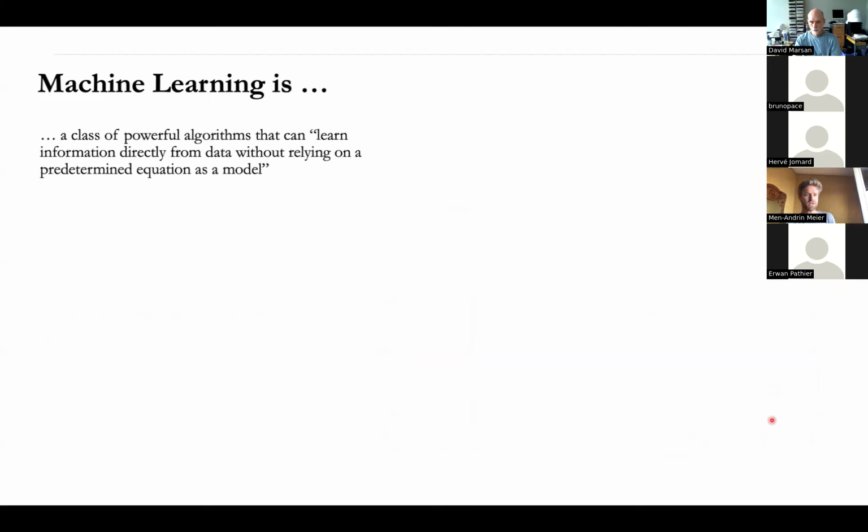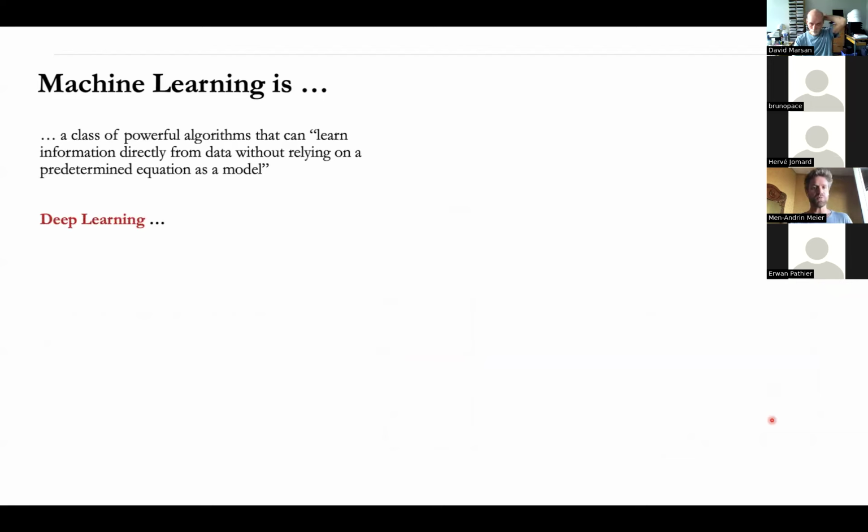And this is where machine learning comes in. There are a lot of definitions, but here's one that I quite like. Machine learning is a class of powerful algorithms that can learn information directly from data without relying on a predetermined equation as a model. So we don't need an equation for the cat, but a machine learning algorithm can itself find out how to detect the cat if we show it enough example data.